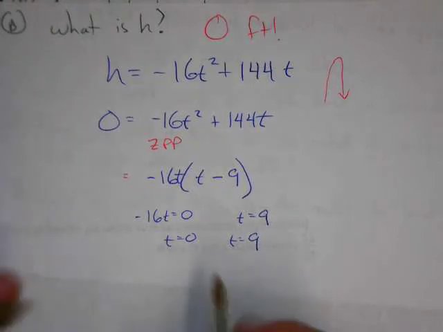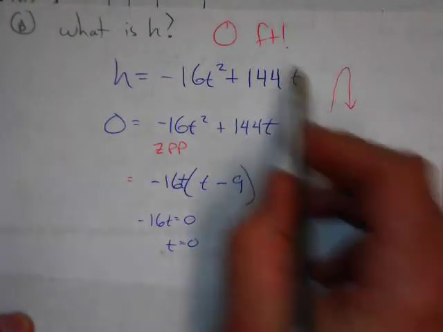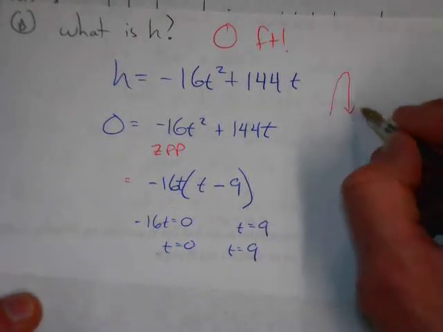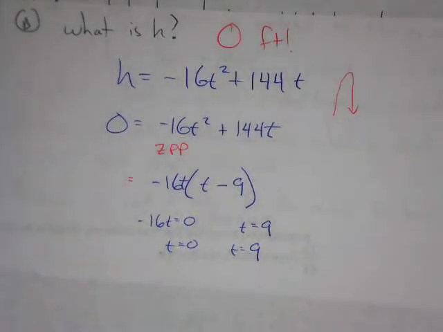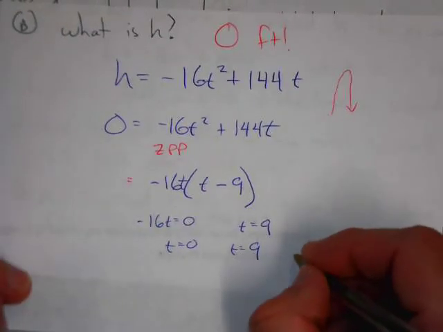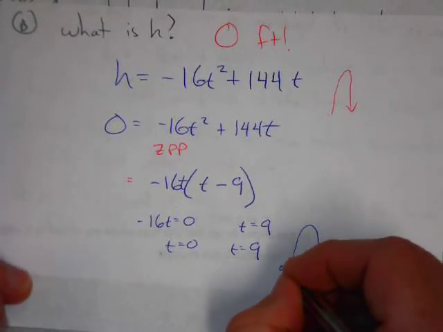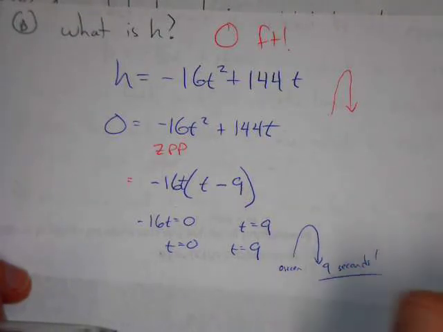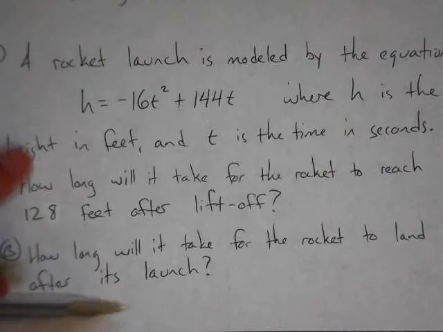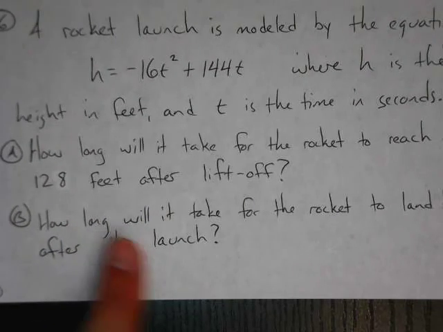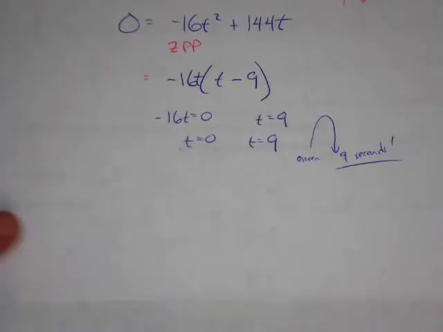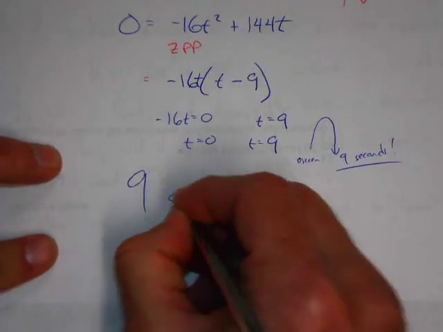That means it's reaching 0 twice. The first time it was on land was right at the beginning, at 0 seconds. And it took 9 seconds to hit land again. Here is at 0 seconds, here is at 9 seconds, and we have now answered the question. Remember the question was, how long will it take after the rocket launched to land? It's going to take 9 seconds. So there's our answer.